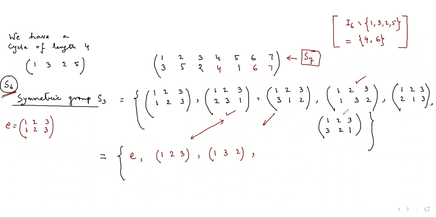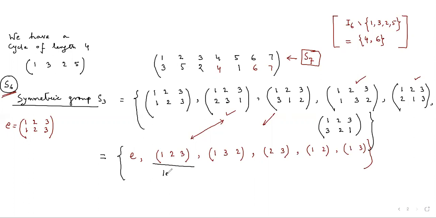But 2 goes to 3 and 3 goes to 2, so we can write it as the cycle (2 3). For this one, 3 remains 3, so we can write the cycle as (1 2). For the last one, 2 remains 2, so we can write the cycle as (1 3). Now you see that all the elements of the symmetric group S3 can be expressed as a cycle.